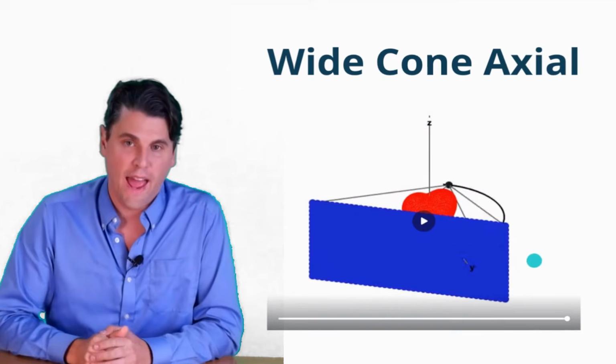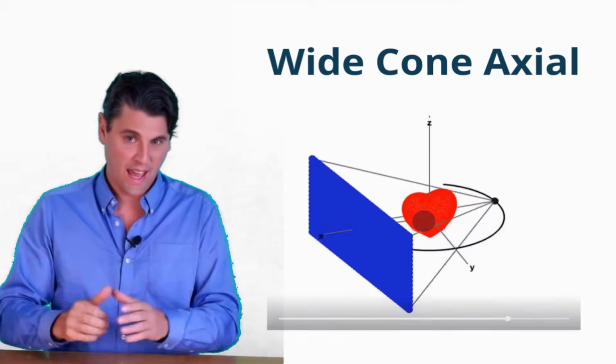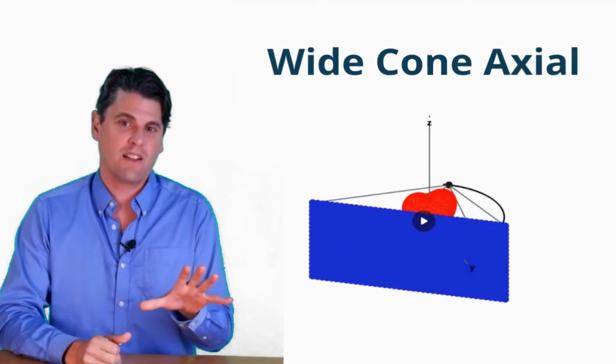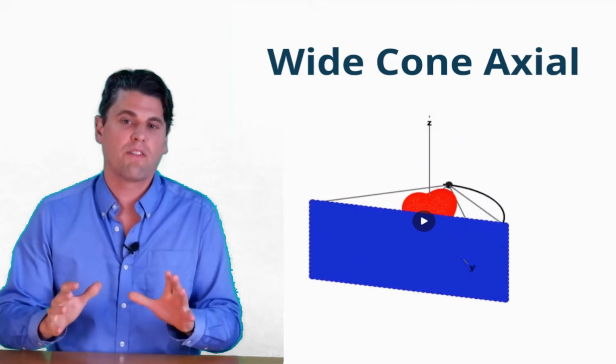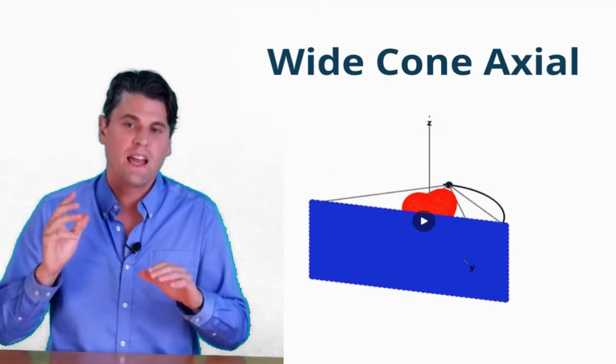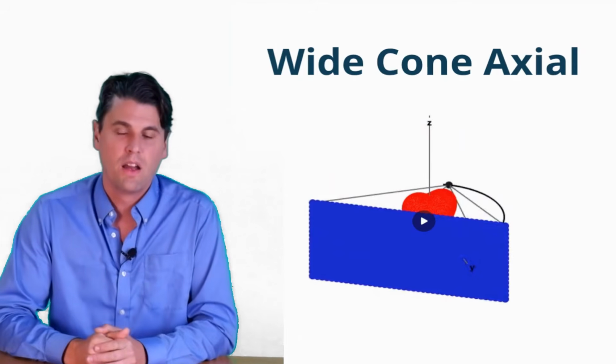Then finally, we have wide cone axial scanning. So if you were to design a cardiac specific acquisition, it would most likely look like this kind of wide cone axial scan because you can cover the whole heart in one beat and you're going to have freedom as far as the phases that you can acquire.